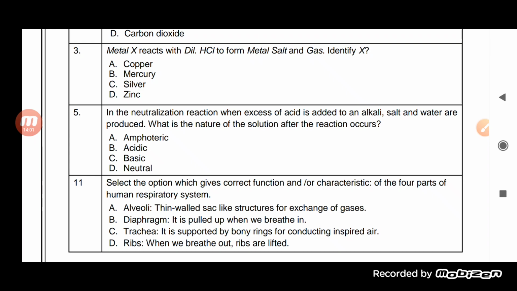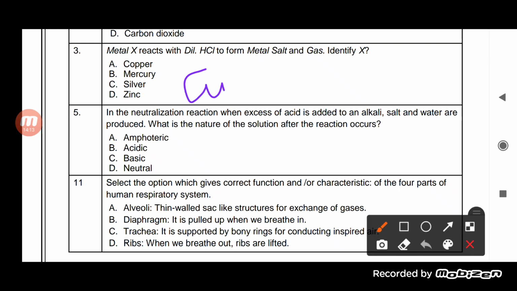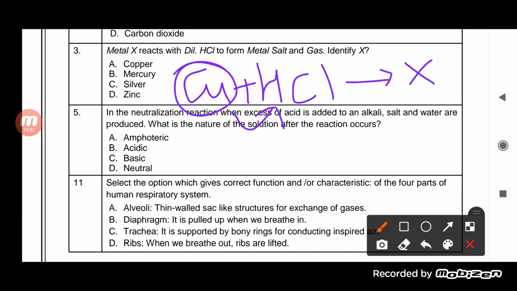As you can see, copper, mercury and silver, these all are what? They are less reactive than hydrogen. So obviously copper will not react. Suppose copper is there, copper plus HCl. So copper is less reactive than hydrogen, so no reaction will take place, because hydrogen is more reactive than copper. Obviously copper will not be able to displace it.